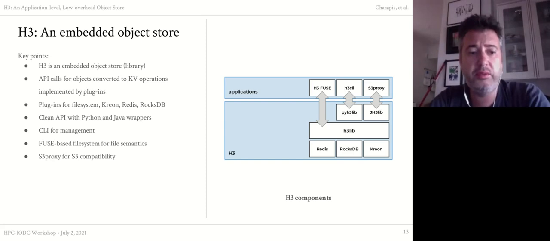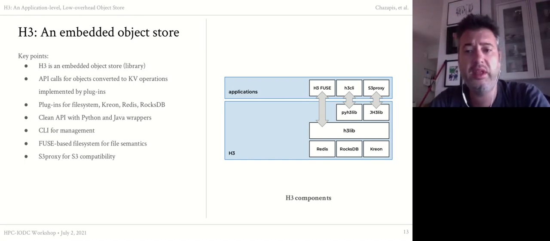While on the front end, we support several interfaces for compatibility with existing software that cannot be changed. H3 Fuse implements a file system, while S3 Proxy provides an S3 compatible service. And this layer assures the interoperability of the different stages I talked about before. We also have an H3 CSI plugin, which uses Fuse. And this is necessary to mount H3 volumes inside containers transparently.